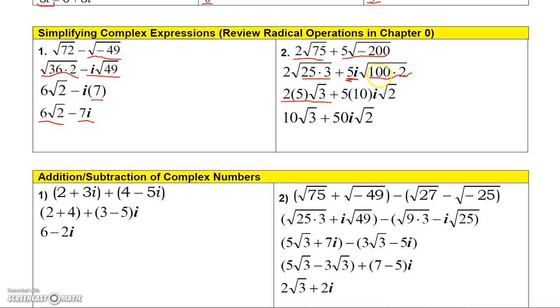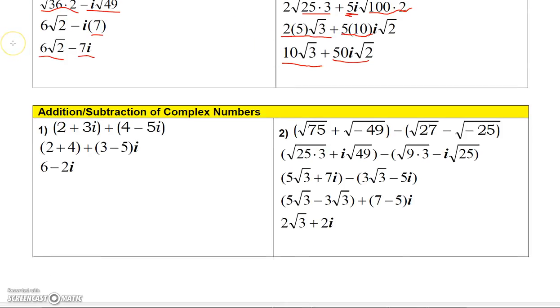And here the square root of 100 is 10, so I have 5i times 10, which would be 50i, and then square root of 2. So I have 2 times 5 is 10, so that's 10 square root of 3. 5 times 10 is 50, so that's 50i square root of 2. And that's how you simplify complex expressions.